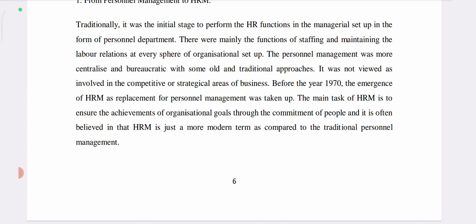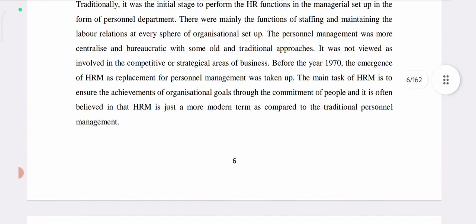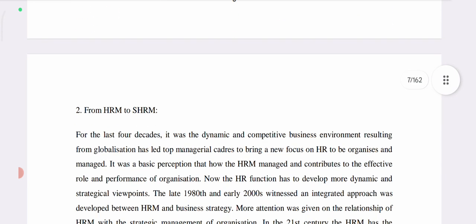The emergence of HRM as a replacement for personnel management was taken up. Basically, it changed from personnel management to HRM. The main task of HRM is to ensure the achievement of organizational goals through the commitment of people. It is often believed that HRM is just a more modern term as compared to traditional personnel management. This was thought so, but it's not.